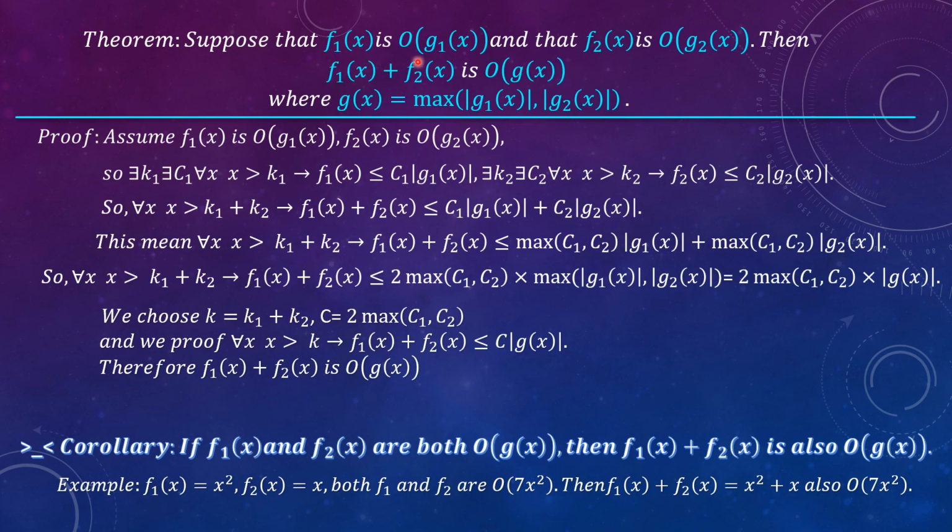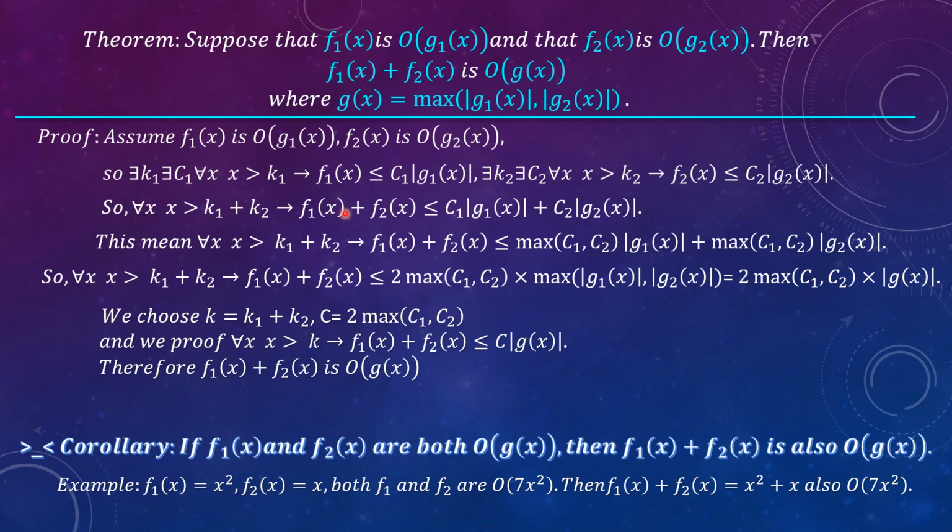Suppose that f1 is big O of g1 and that f2 is big O of g2. Then f1 plus f2 is big O of g, where g(x) is the maximum of g1 and g2. Assume f1 is big O of g1 and f2 is big O of g2. So we have two inequalities. The important point is k and c are different in both because they exist, but x does not need to differ because it's for all x.